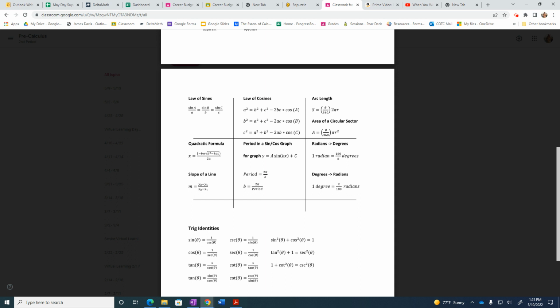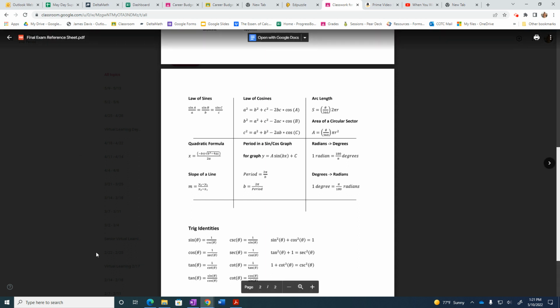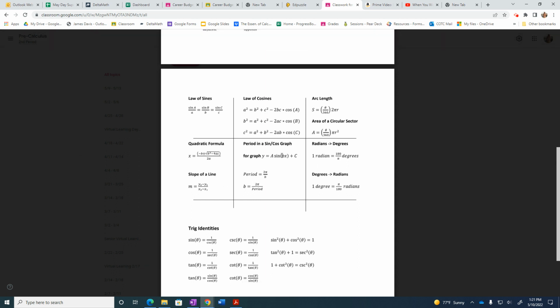And then the other important thing is that the period is 2 pi over b, and b is 2 pi over period. So the A represents what's called the amplitude or the height. The B is how we find the period, and then the C represents the shift up or down. So let's see if we can write this equation.